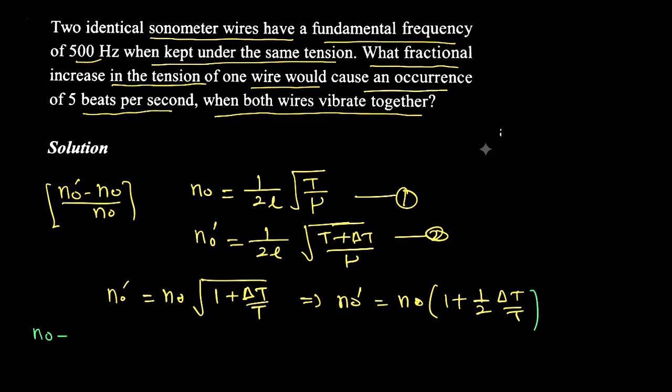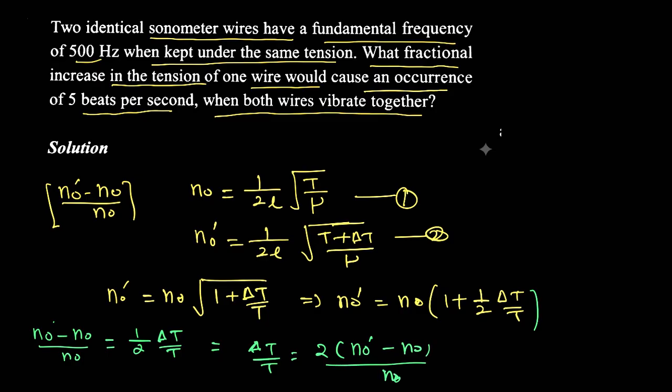I'll write (n naught dash minus n naught) divided by n naught. This value will be equal to 1 by 2 delta T by T. They're asking for delta T by T. So we can write 2 times delta T by T is equal to 2 times (n naught dash minus n naught) divided by n naught.